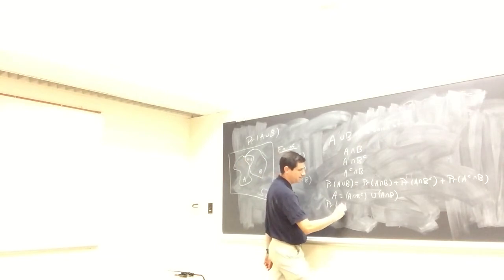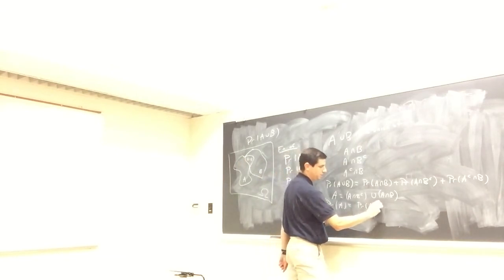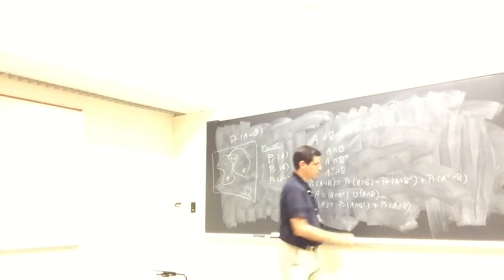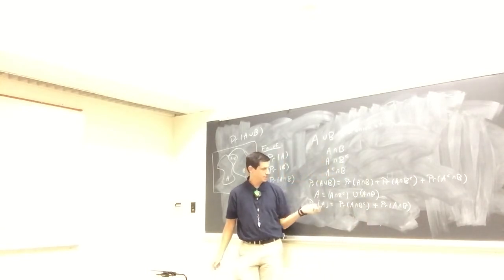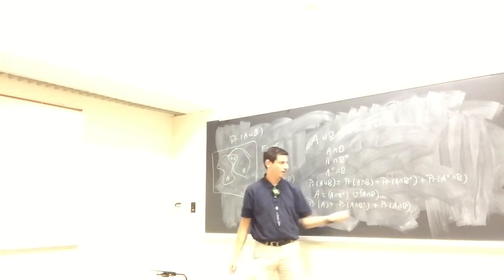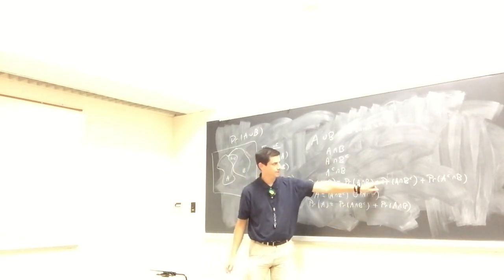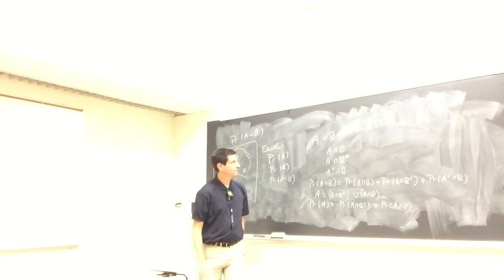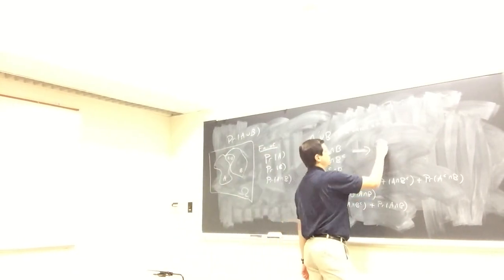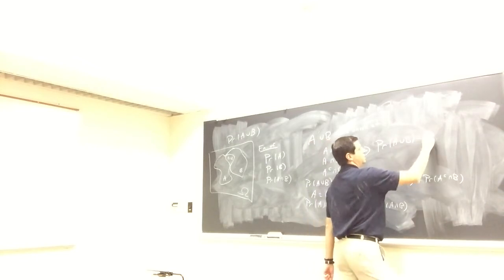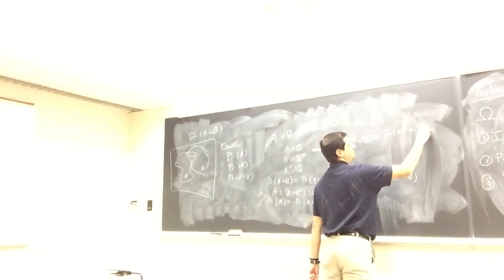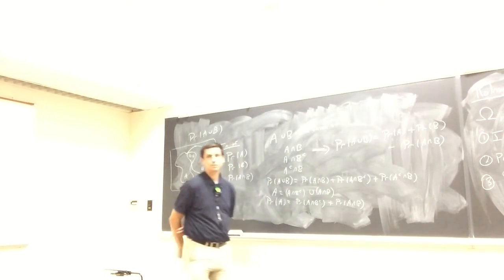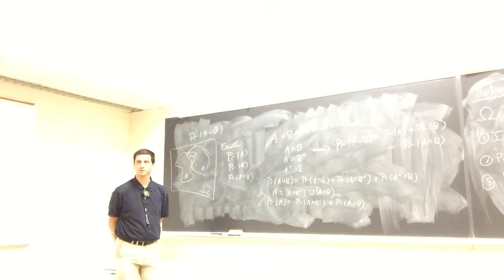So the probability of A is the probability of A intersect B complement plus the probability of A intersect B. So now we get the probability of A intersect B complement is the probability of A minus the probability of A intersect B. And so we can fill in for that. We can similarly fill in for this. And when the dust settles, we will get a formula. At the end of the day, the probability of A union B is the probability of A plus the probability of B minus the probability of A intersect B.